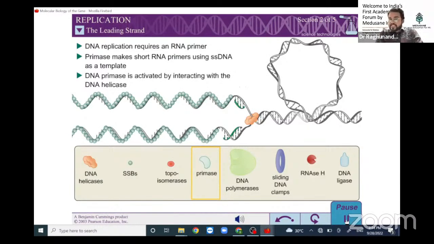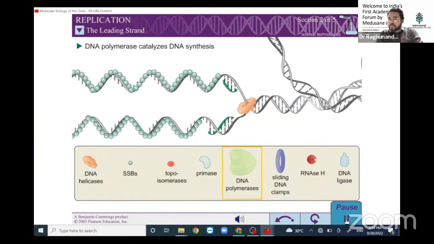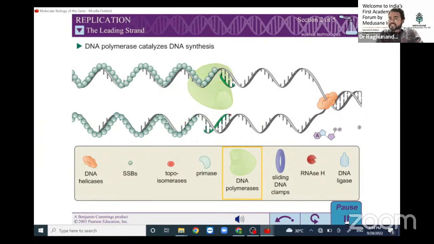So can you see here, in both the strands, there is going to be a small amount of starting material. On that starting material, your DNA polymerase attaches and forms the DNA synthesis. Very interesting, isn't it? But there is one problem. You have two strands: one is the leading strand, and one is the lagging strand.